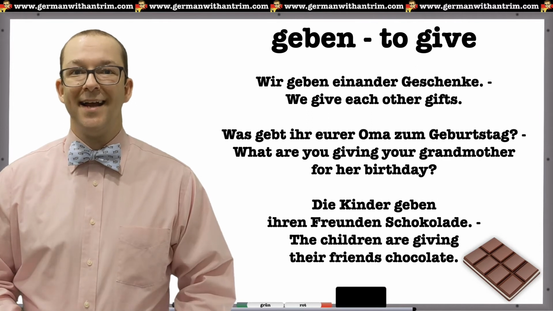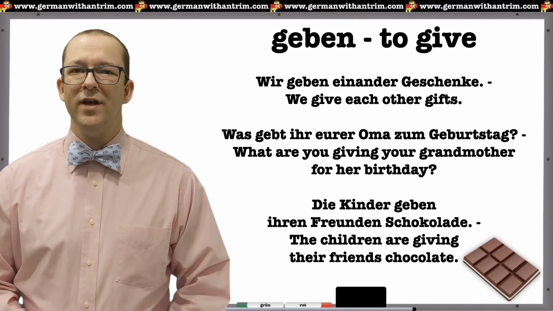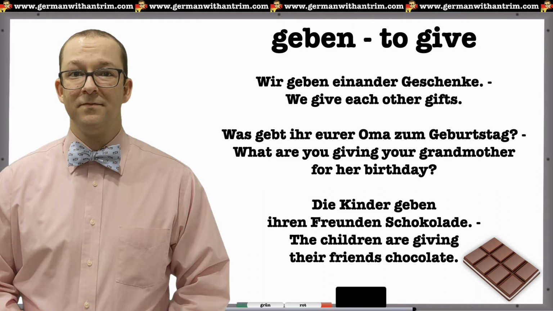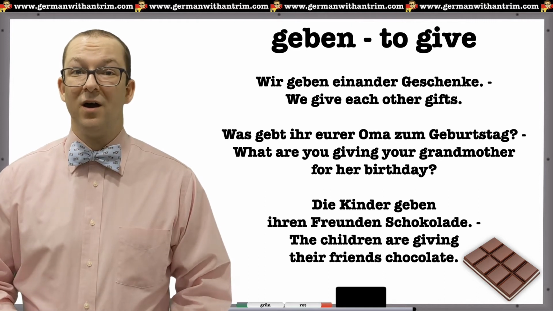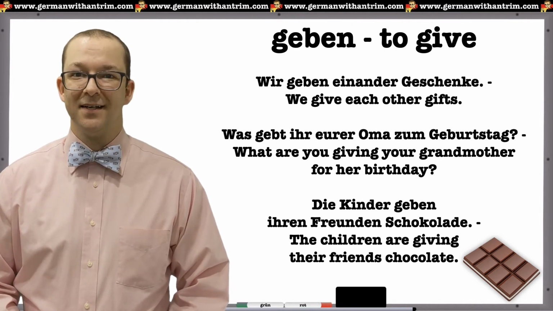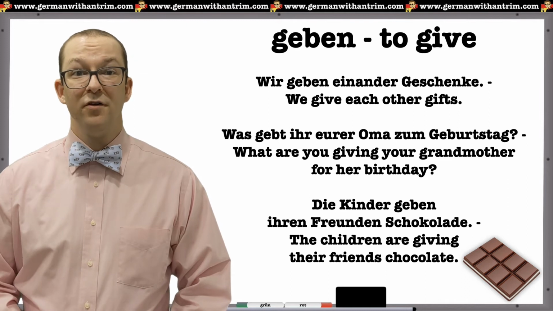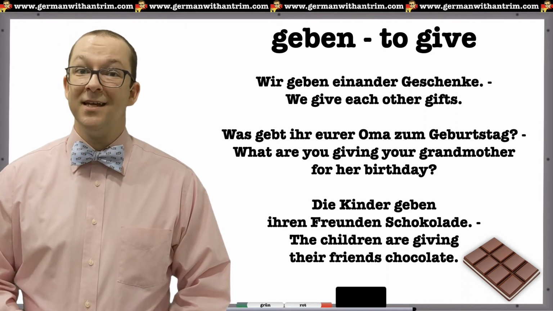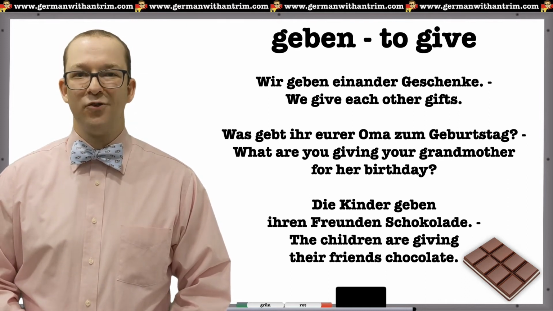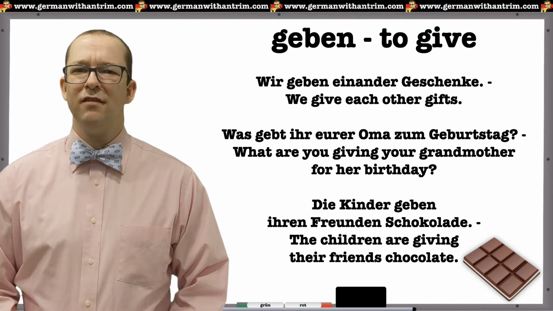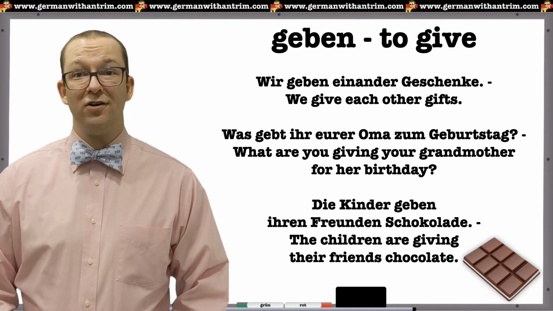Wir geben einander Geschenke. We give each other gifts. Was gebt ihr eurer Oma zum Geburtstag? What are you giving your grandmother for her birthday? Die Kinder geben ihren Freunden Schokolade. The children are giving their friends chocolate.